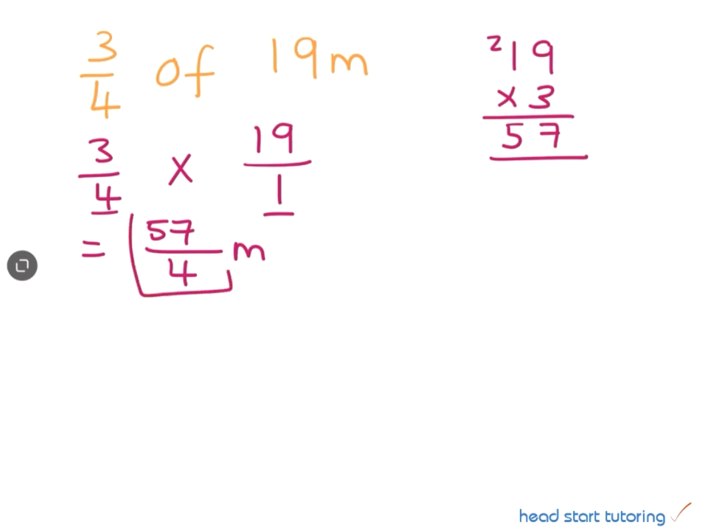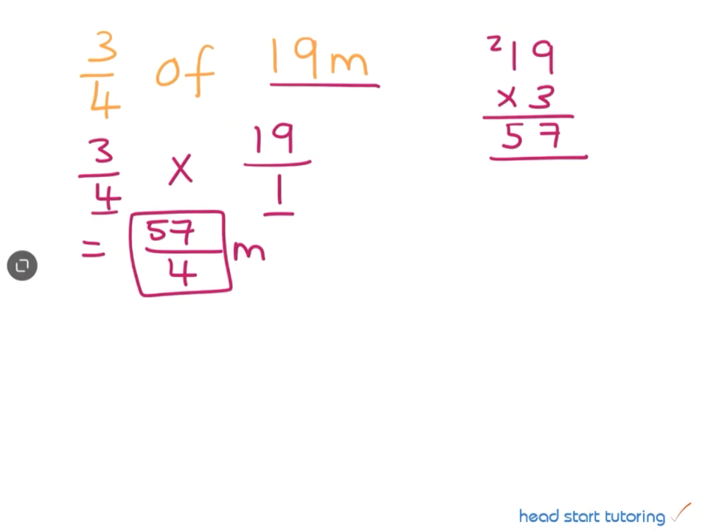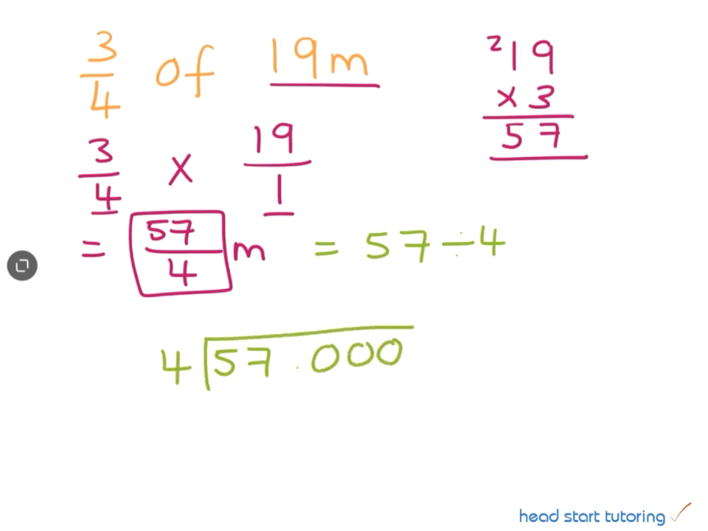But obviously we don't want to leave it in this form. We want to write it as a decimal, because that's usually how we write our meters. So 57 over 4 is equal to 57 divided by 4. So all we need to do is write 57.000 in our house and divide that by 4.